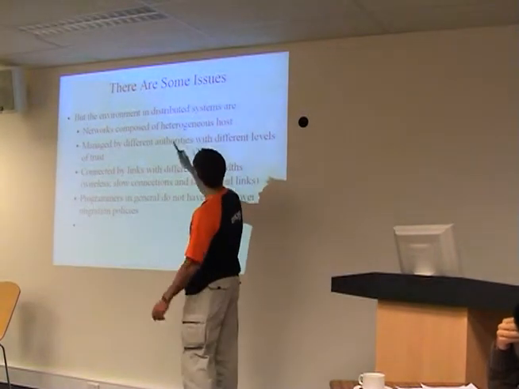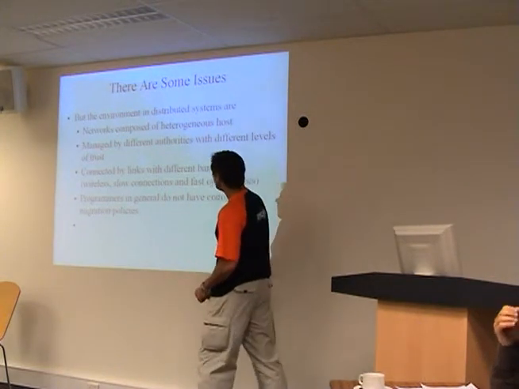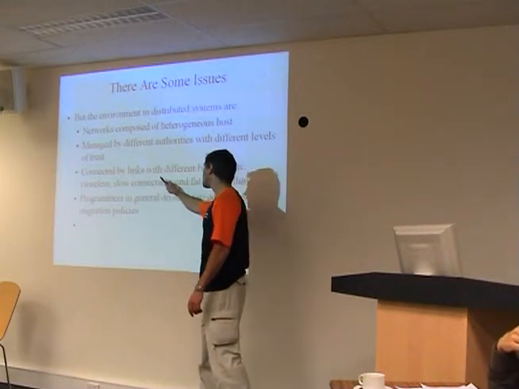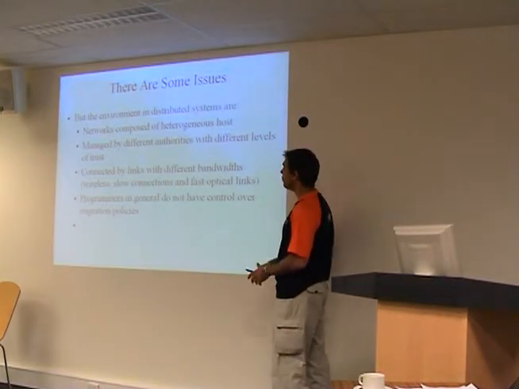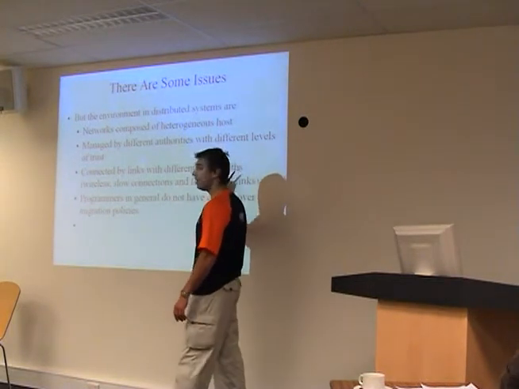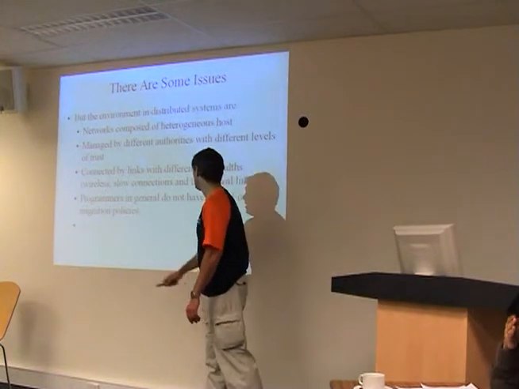The network is composed of heterogeneous hosts. It's not very easy to handle those problems. They are managed by different authorities with different levels of trust, and connected by links with different bandwidth: wireless, low connection, or even fast connections. You have to be aware of that. You have to be able to tackle those problems on the fly sometimes.